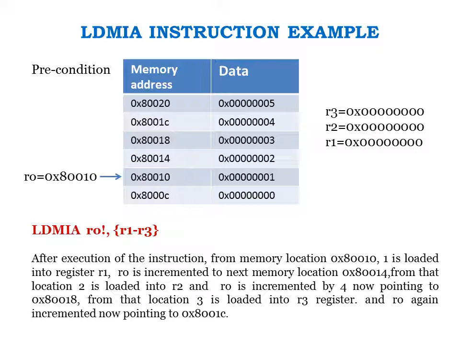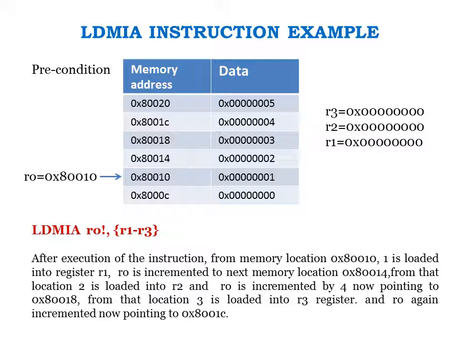So how is this done? Here the instruction used is LDMIA. IA indicates increment after. We will see this with an example. The arrow is pointing to the base address, that is 80010. When this instruction is executing, it will first go to that memory location and the 1 is copied into the register R1. After that, since we have written the addressing mode as IA, it has to go to the next memory location.